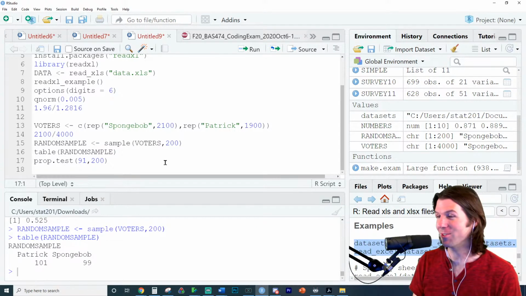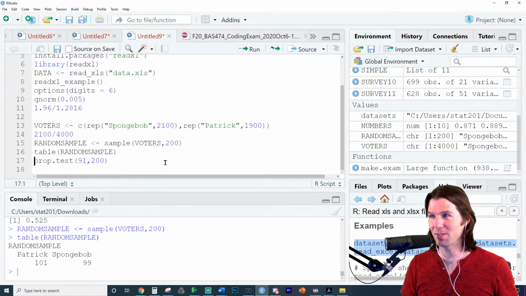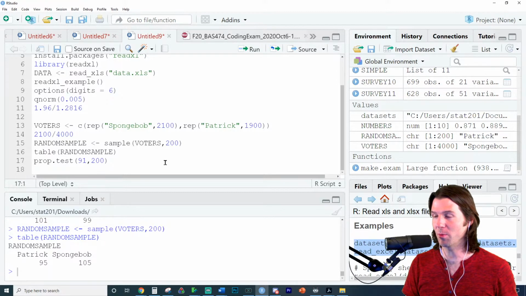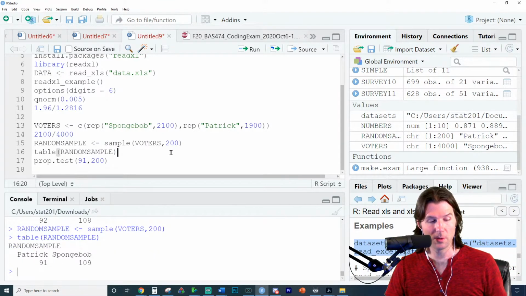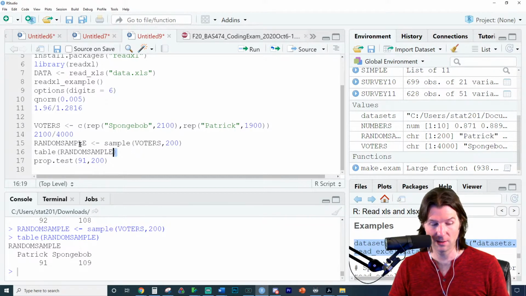Oh, that one predicts a near tie. This one predicts SpongeBob gets 105, 109. This is just what happens with random samples and due to randomness. You'll see SpongeBob will often be the one with more votes. And what you could do, here's where you get crazy. This is the crazy example.